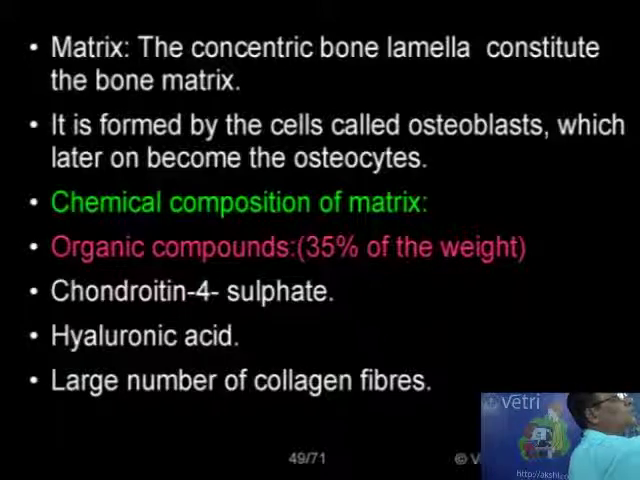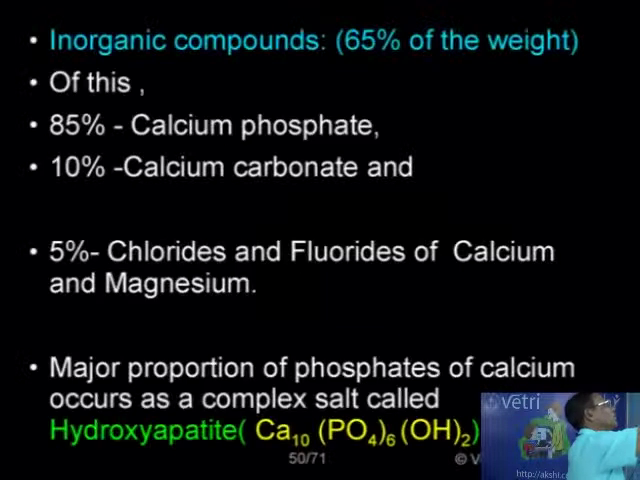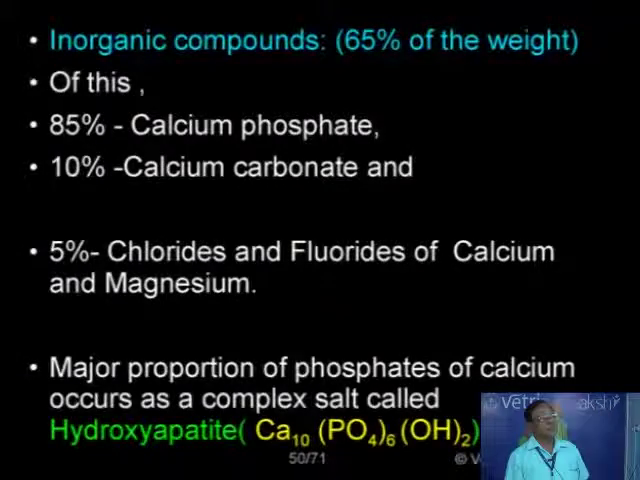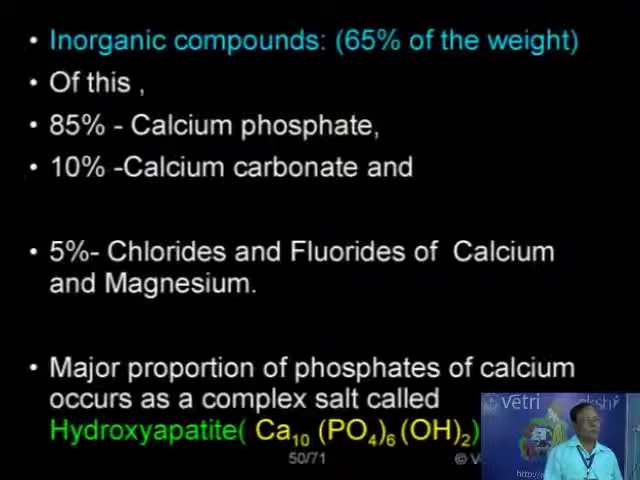Now let's pass on to the inorganic compounds. 65% of the total weight of the bone is formed of these inorganic compounds. And there is one question: what is the major salt formed in the bones? Actually, we are talking about the bone being rigid because of the deposition of calcium. But the calcium is formed in different combinations, in different forms of salt. So it may be present as calcium phosphate or calcium carbonate, or chlorides and fluorides, calcium fluoride and calcium chloride.